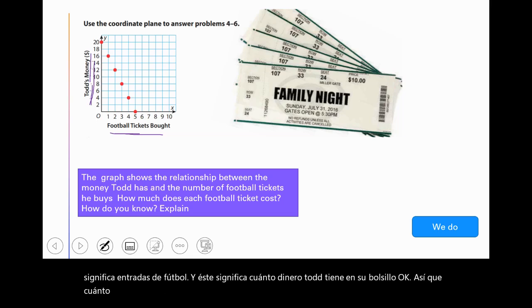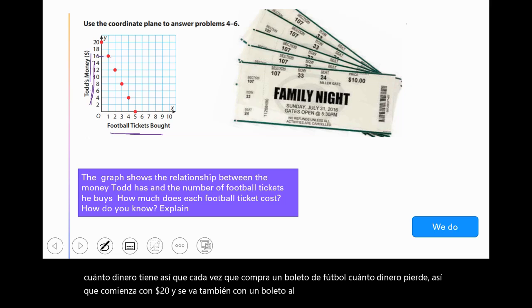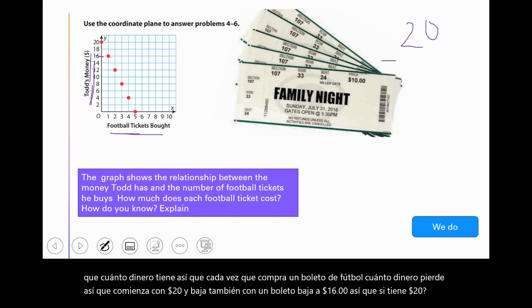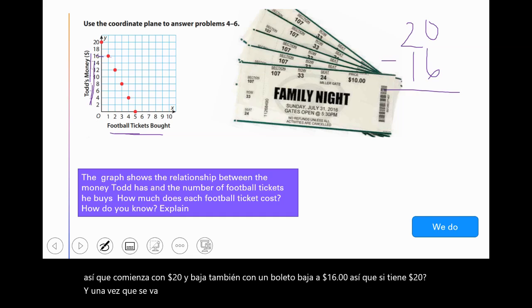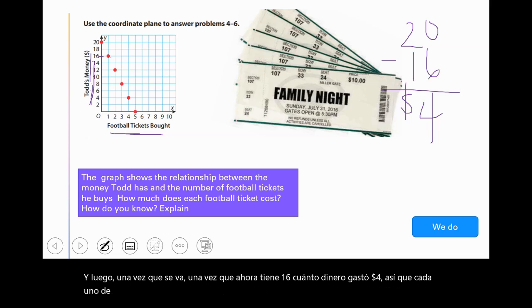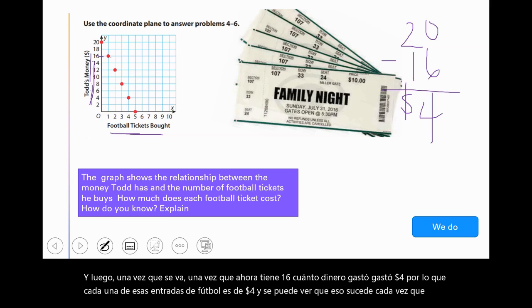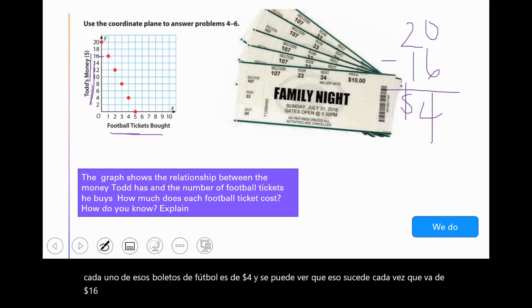So every time he buys 1 football ticket, how much money does he lose? He starts with $20, and with 1 ticket he goes down to $16. How much money did he spend? He spent $4. So each of those football tickets is $4. And you can see that that happens every time. He goes from $16 to $12, then to $8, and then to $4.